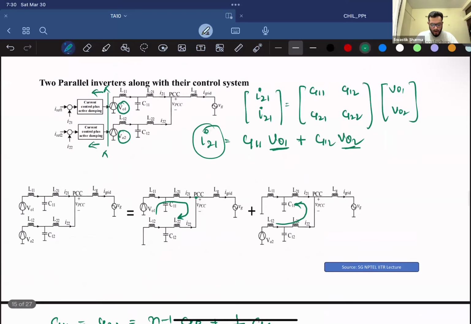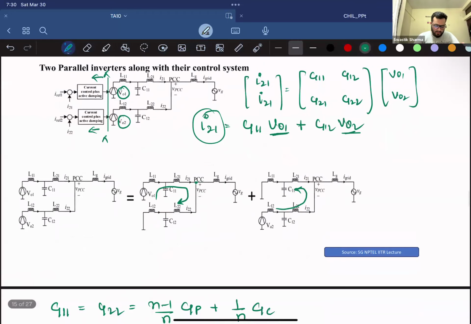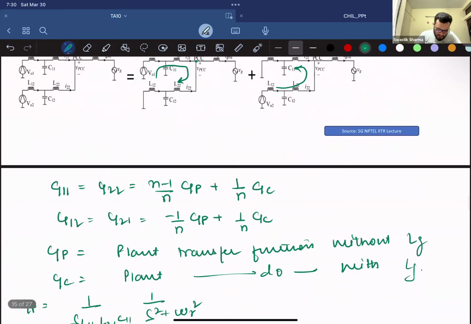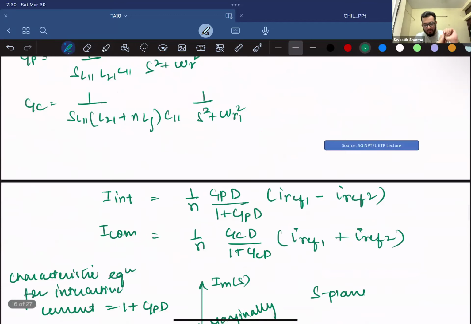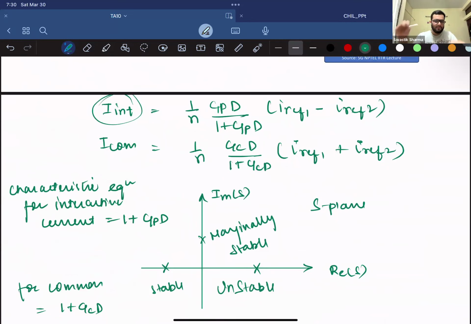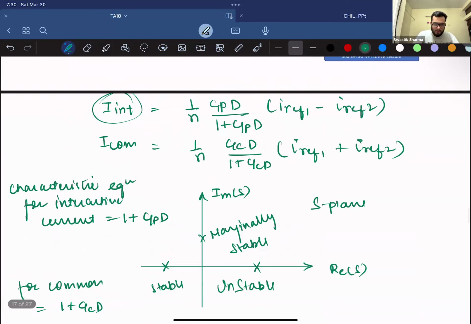So how this interactive current comes into play is we talked about how the transfer gain of the whole system looks like, and how this inverter interactive component comes. So one way is you can set the whole reference current the same, but that is not something you can do because the parameters are different. Your requirements could be different.